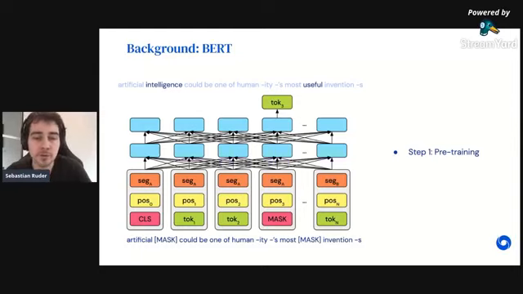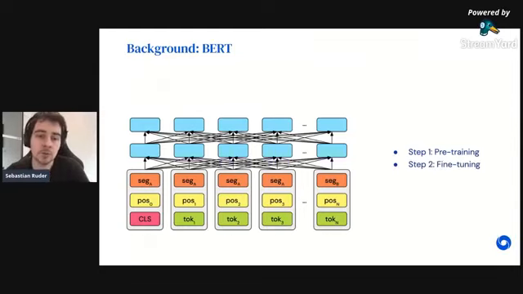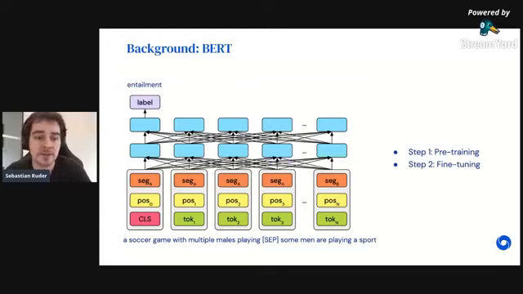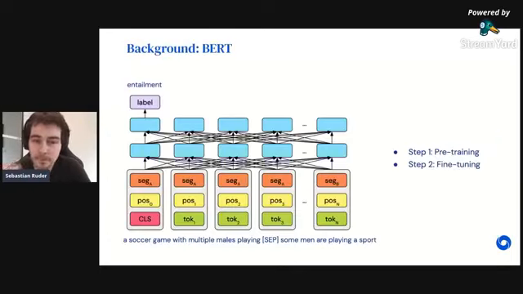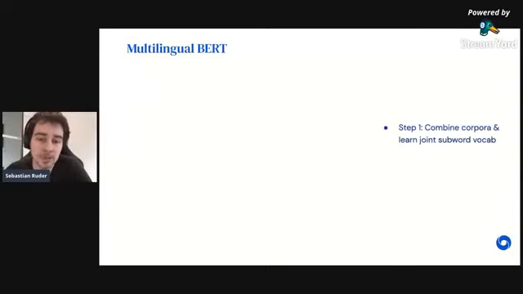And this model then is pre-trained on large amounts of data, fine-tuned on data of a particular task, such as entailment here. We try to classify or determine a relationship between a premise and a hypothesis, in this case, that they entail each other. This model has achieved state-of-the-art performance across a wide range of NLP tasks. And a similar model has been applied in the cross-lingual setting with very little modification.